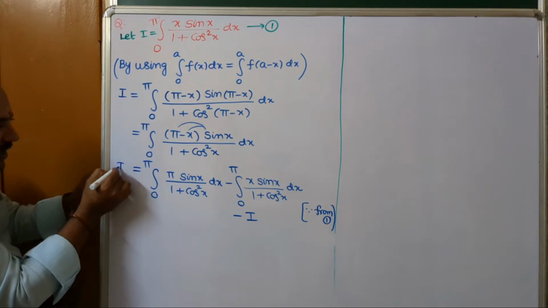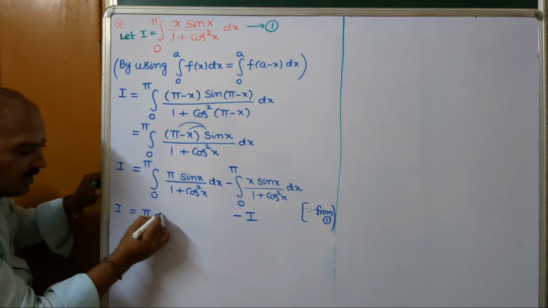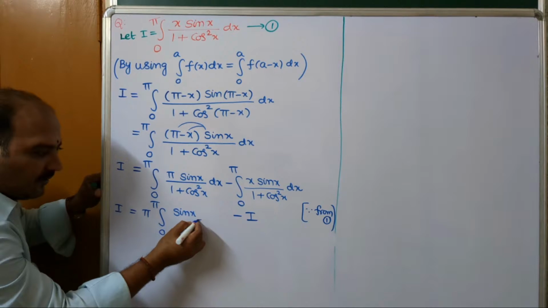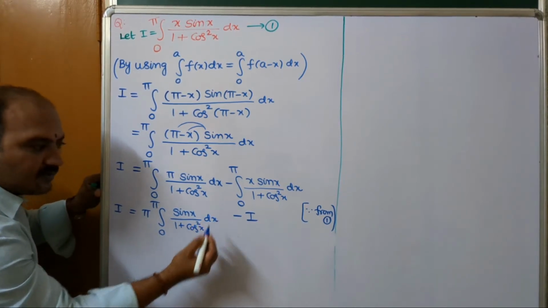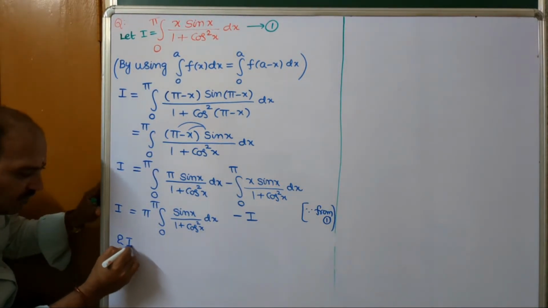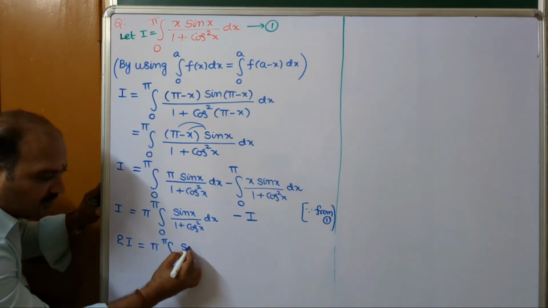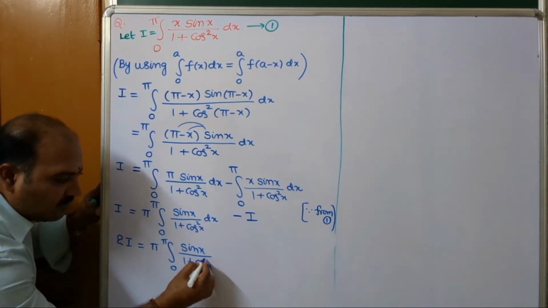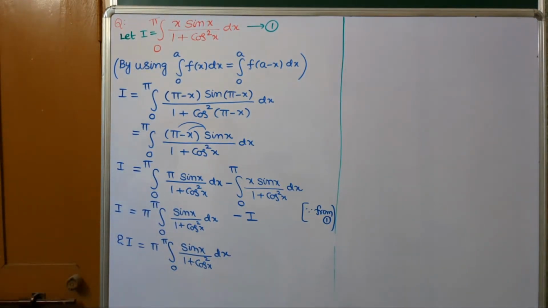So here also, I is equal to pi, a constant, bring outside, integral 0 to pi sin x divided by 1 plus cos square x into dx, minus I. Bring this side: I plus I, 2I is equal to pi into integral 0 to pi sin x divided by 1 plus cos x whole square, that means cos square x into dx. Till here you understand now, all of you?